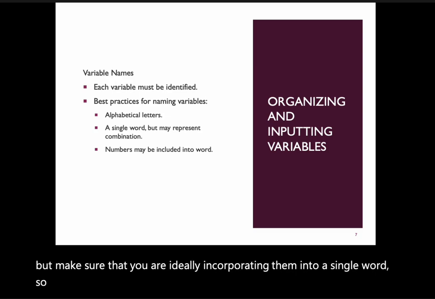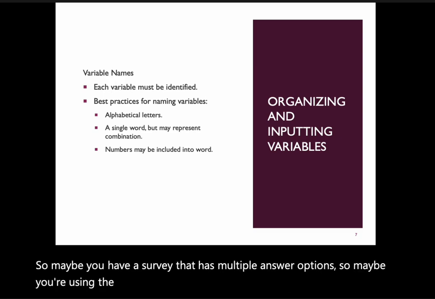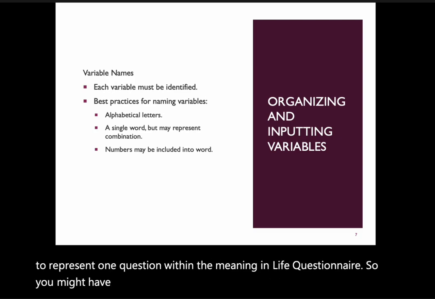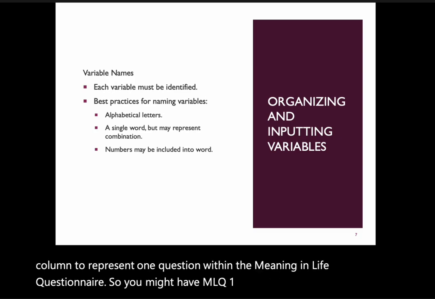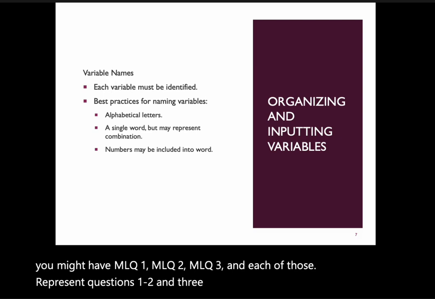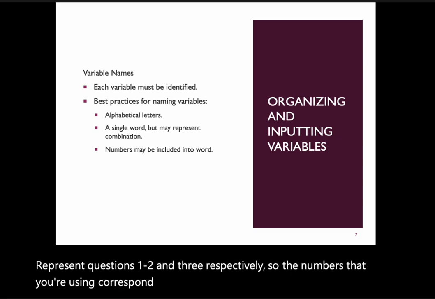So maybe you have a survey that has multiple answer options. Maybe you're using the Meaning in Life Questionnaire, and you want each column to represent one question within it. So you might have MLQ1, MLQ2, MLQ3, and each of those represents questions 1, 2, and 3 respectively. So the numbers that you're using correspond ideally to the way that they appear in the data set.